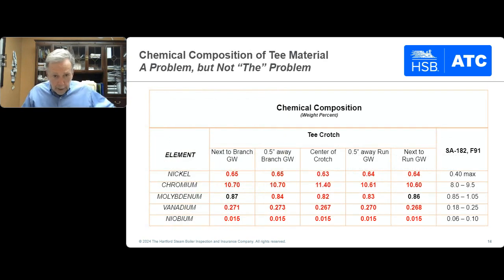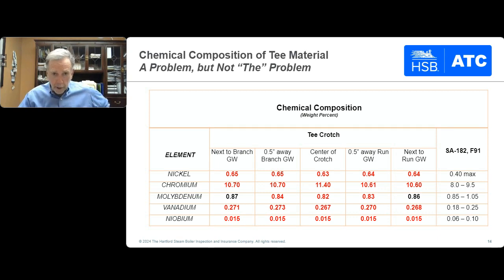Of course, we did a complete destructive examination on this T, and as part of that, we did a chemical analysis using optical emission spectrometry. And what we found is that the T was not grade 91 at all. In fact, we don't know what it is. It doesn't conform to any known grade that at least we're aware of. Certainly nothing in the ASME Boiler and Pressure Vessel Code.